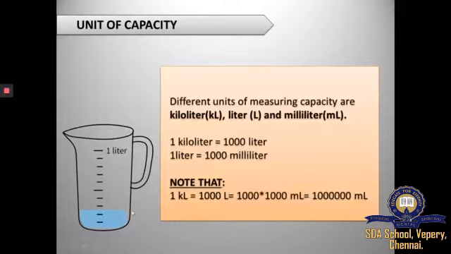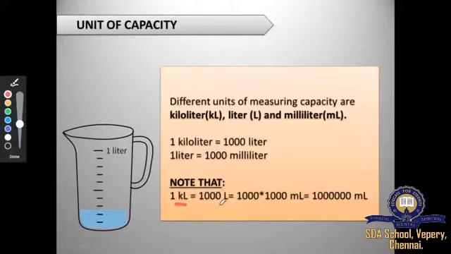So, if you want to convert kiloliter to milliliter, first you have to convert kiloliter to liter and then liter to milliliter. So first 1 kiloliter is equal to 1000 liter. Then you have to convert liter to milliliter. So 1 liter is equal to 1000 milliliter. So 1000 liter will be equal to 1000 into 1000 milliliter. So 1 kiloliter is equal to 10 lakh milliliter.